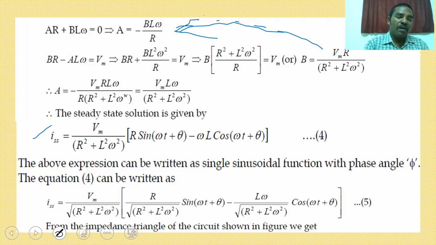Now R square plus L square omega square, I can write as root of R square plus L square omega square into root of R square plus L square omega square. Then the steady state current is Vm by root of R square plus L square omega square, into R by root of R square plus L square omega square sin omega t plus theta, minus L omega by root of R square plus L square omega square cos omega t plus theta. Here I am writing these values by using the impedance triangle of the RL circuit.